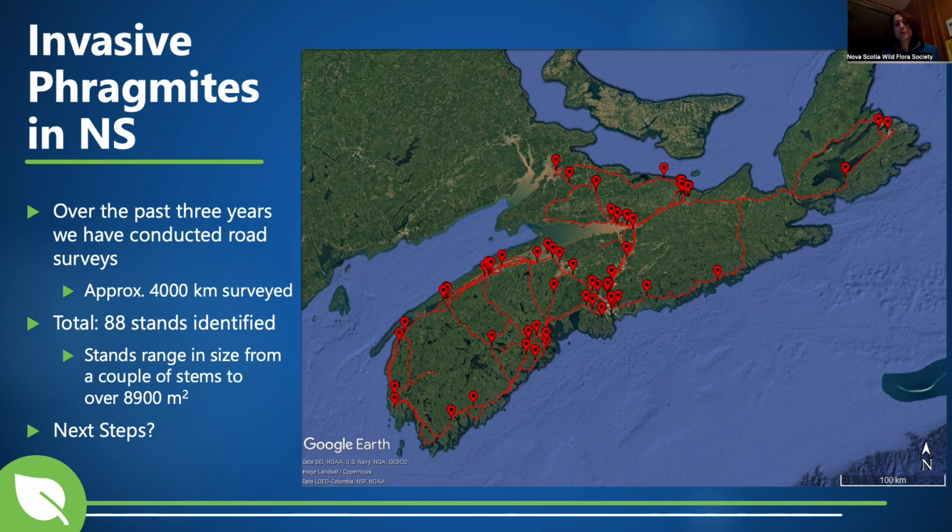In total, we have found 88 stands of invasive Phragmites. These stands range in size from only a couple of stems to very large stands of almost 9,000 square meters. In terms of the next steps with this project, one is finishing off those highway systems, but also looking into more species at risk habitat where Phragmites is close by, and identifying if it is present.